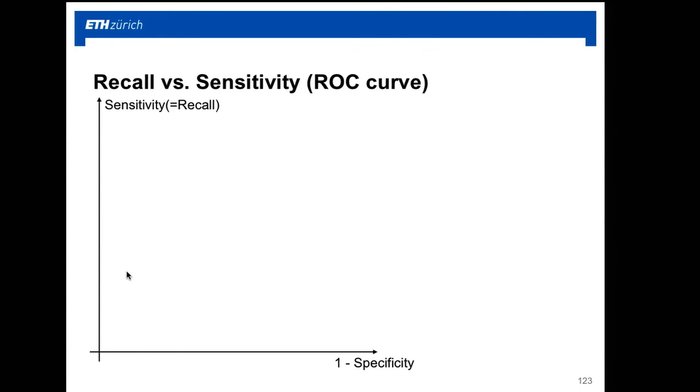So what happens on this curve? Oh, now the chair is blocking my way. If I am on that graph, I'm on very low sensitivity, so I'm here. And because I'm very picky, I don't have too many false positives, so I'm here.